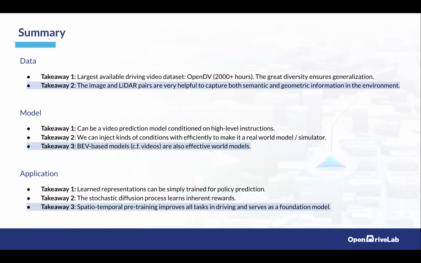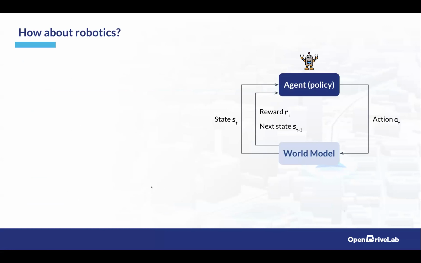So for this part, we have another summary here. The image-LiDAR pairs are very helpful to capture both semantic and geometric information in the environment. And for the model part, besides the video prediction models, we can also build some bird's eye view based models to effectively model the world. And for the application, the spatial-temporal pre-training techniques improve all tasks in driving and serve as a foundation model. Okay, so how about robotics?